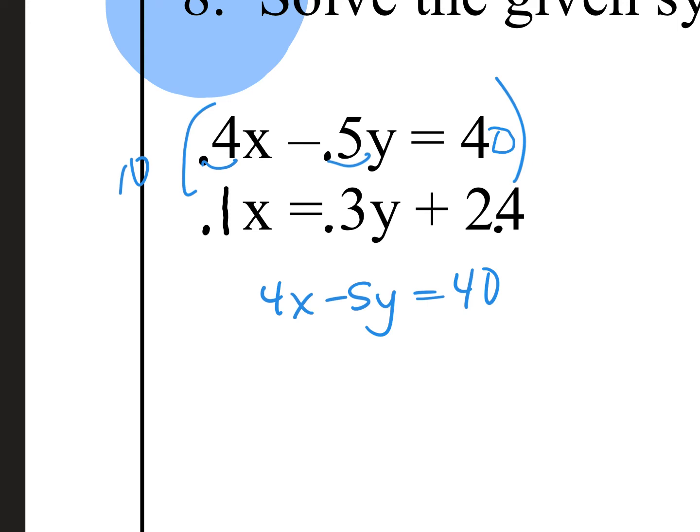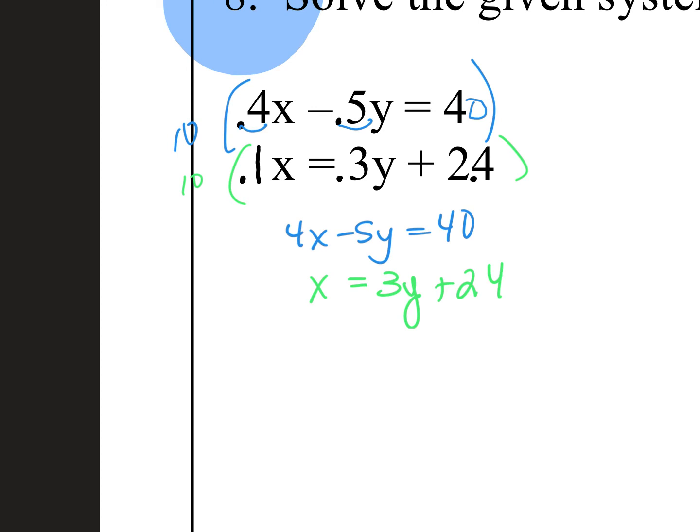Okay, what about the bottom? Same thing. Multiply it by 10. So this becomes x equals 3y plus 24. Now, how does this bode for us right now? What would be the easiest thing to do?